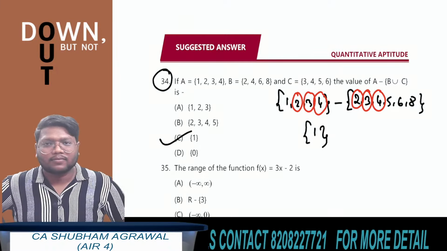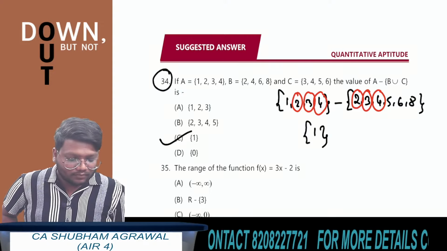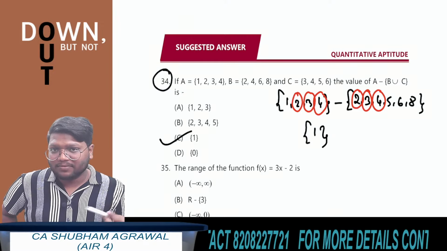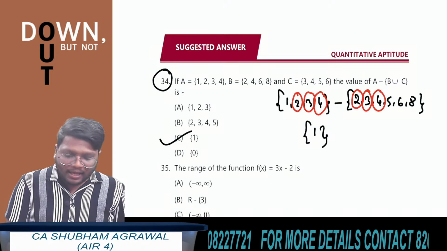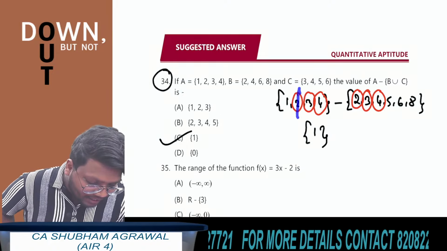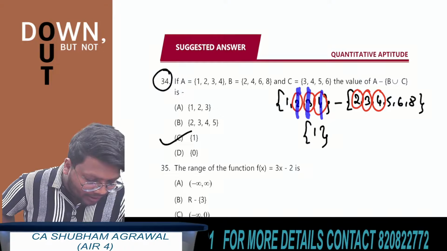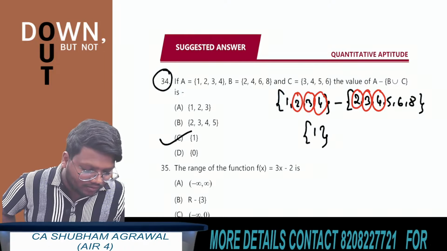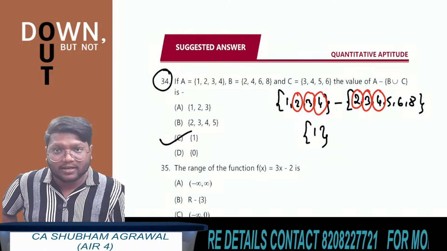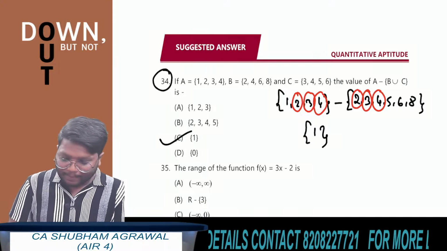Answer is 1. Which option is correct? Option C. In order to find the difference between the sets, first we have to find the elements which are common in both the sets. And after that, we have to strike these 2, 3 and 4 here. The common elements, we have to strike them. And now only this 1 is remaining. So the answer is 1. Option C is the correct answer.